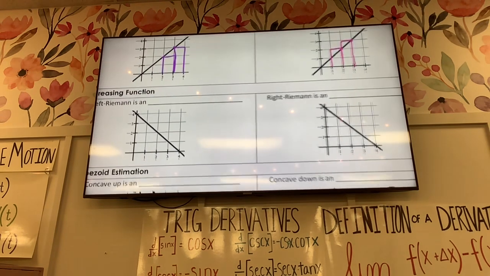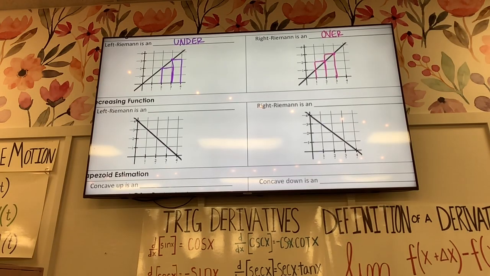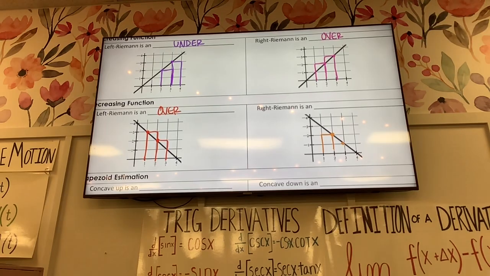Okay, so let's talk about decreasing. If you are decreasing and you have the left point determining the height, under or over? Over. And if you are decreasing and you want a right Riemann sum, under. All right, you're welcome to memorize it if you want. I normally just draw a picture and then use whether increasing or decreasing to justify my answer.